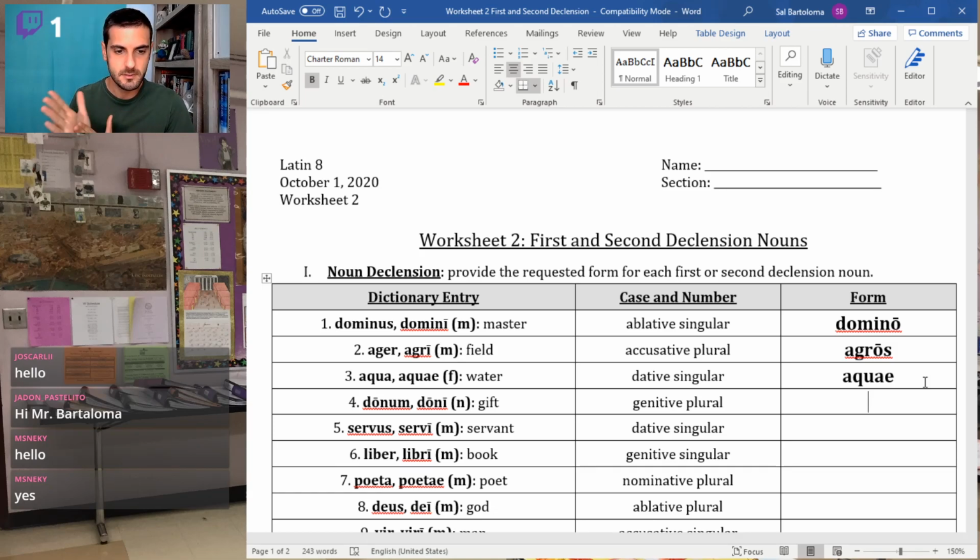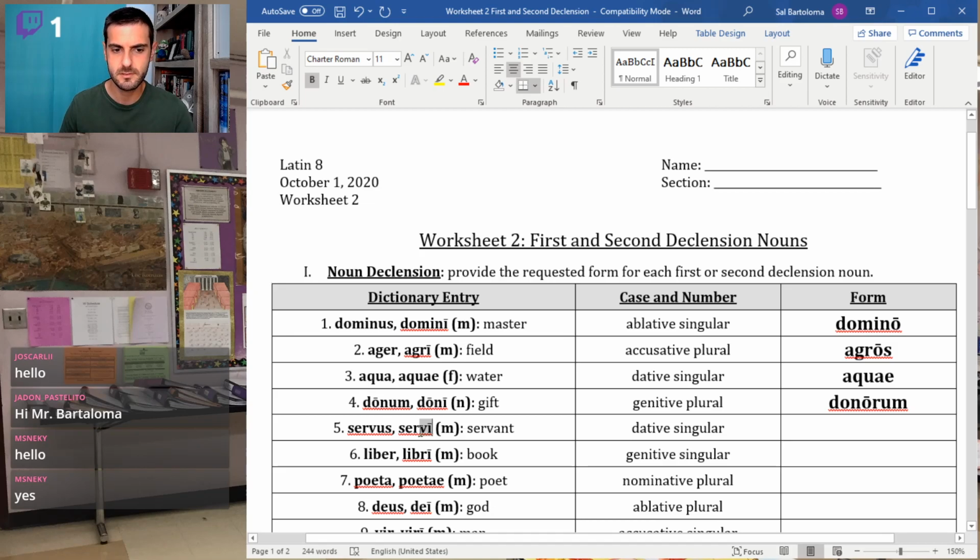Donum, doni is second declension. It is a neuter noun, so immediately my spidey senses start to tingle, okay? When I see neuter, nominative and accusative are where things are going to get a little bit wonky. In this one, it's only genitive plural, so I can let my neuter senses kind of sit this one out. Genitive plural is always orum or arum. There is kind of a pattern to it. So for second declension, we have donorum, okay? If it were first declension, it would be arum. So orum and arum.